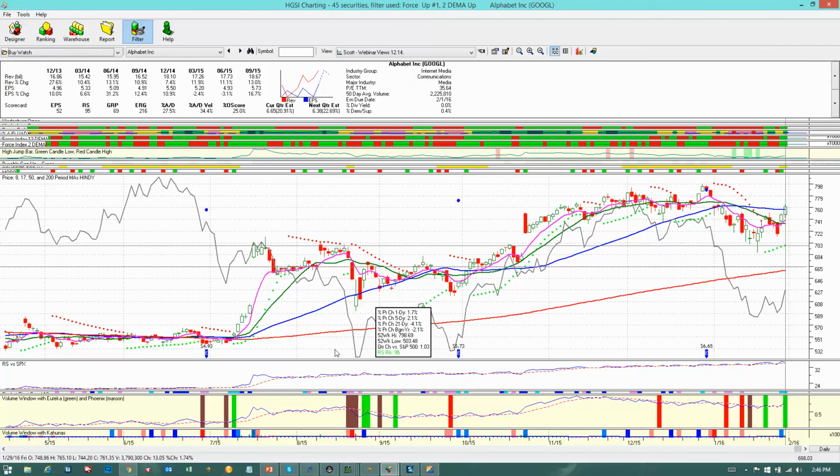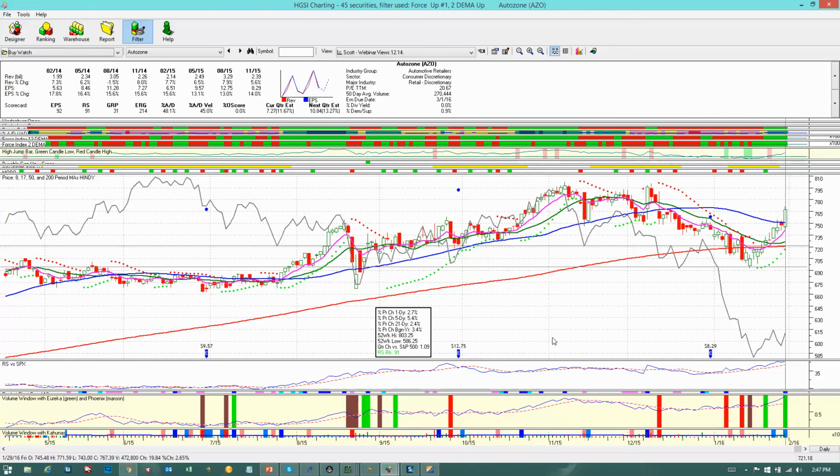Google, nice uptrend, pull back to the 50. Everything is green. Had a kahuna on Thursday, a couple of pocket pivots held up well despite the demise of Amazon. The challenge is with Google, it's got earnings on Monday, so can't buy it till after earnings.